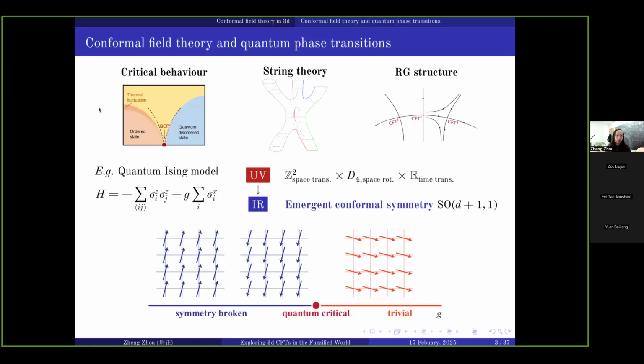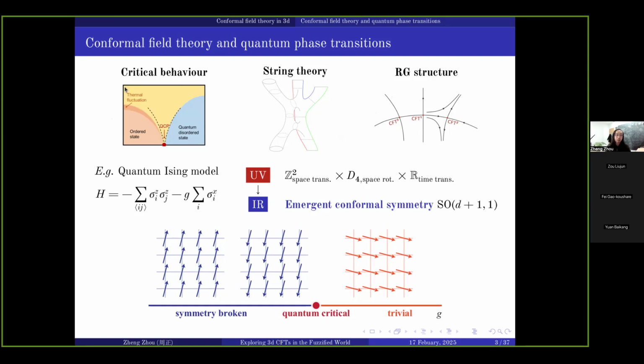So as a brief introduction, conformal field theory has been one of the central topics of modern theoretical physics. In condensed matter, it is used to describe critical behavior. In high energy, for example in string theory, it is used to describe the 2D world sheets. Moreover, it reveals some fundamental structure of quantum field theories, for example, the renormalization group flow.